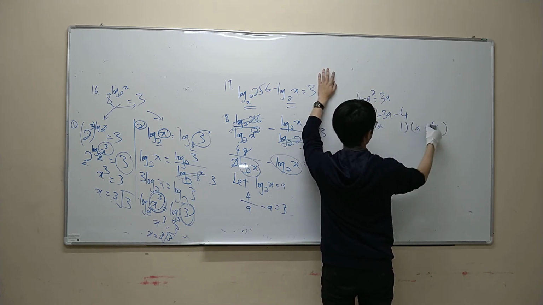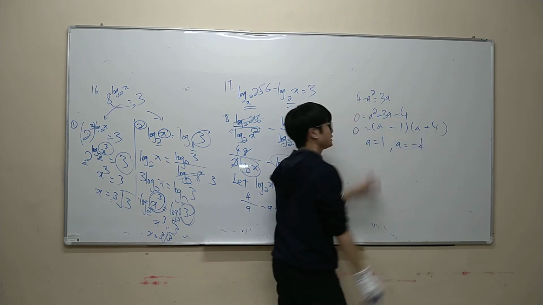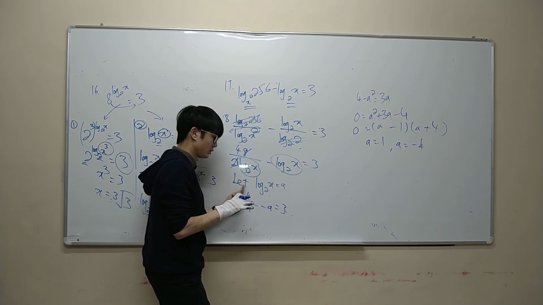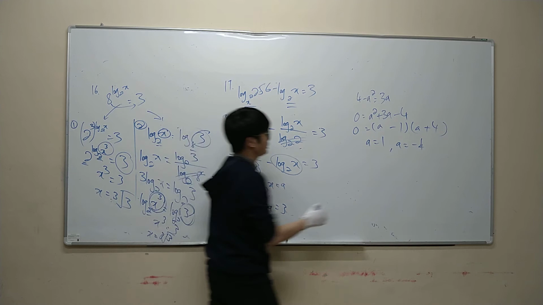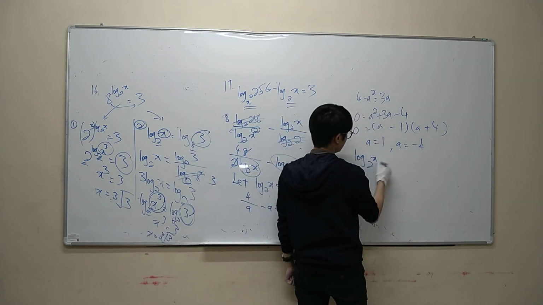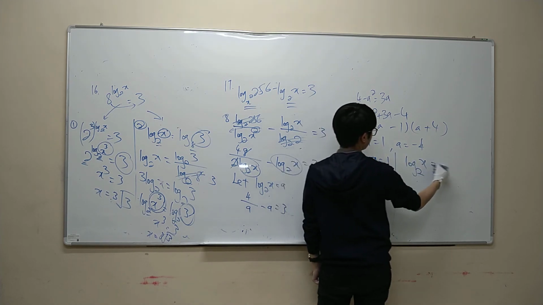4 times 1 plus minus a equals 1, a equals negative 4. But remember, I said you are only changing it temporarily to a. You have to change it back to log x base 2, because the a is actually log x base 2. So log x base 2 equals 1 and log x base 2 equals negative 4.